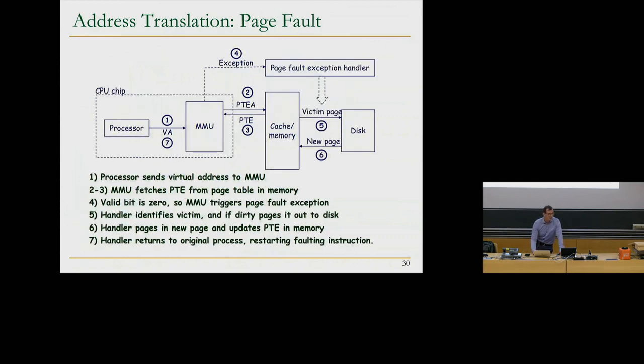If you get a page fault, which means that the virtual page you're trying to access is not in physical memory, then you need to do more. So let's take a look at that case. So the processor sends the virtual address to the MMU, just like usual. And the MMU fetches the page table entry from the page table in memory. And it figures out the valid bit is 0, meaning that the physical memory actually doesn't have this virtual page. So the MMU triggers a page fault.